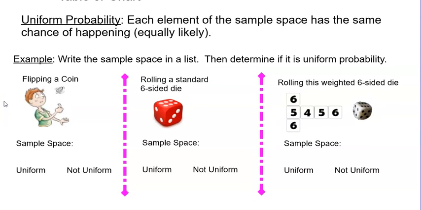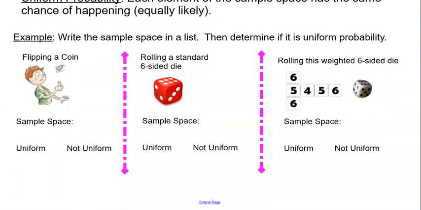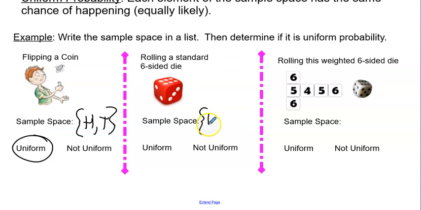Now, uniform probability. Think about if you ever saw kids at school that wear uniforms. They're all dressed the same. Uniform probability: each element of the sample space has the same chance of happening. It's equally likely. So let's look at some examples. If I flip a coin, I can get heads or tails. I have just as much chance of getting either one, so that's uniform. If I roll a die, just a normal die, I can get 1, 2, 3, 4, 5, or 6. Same chance of getting every number.